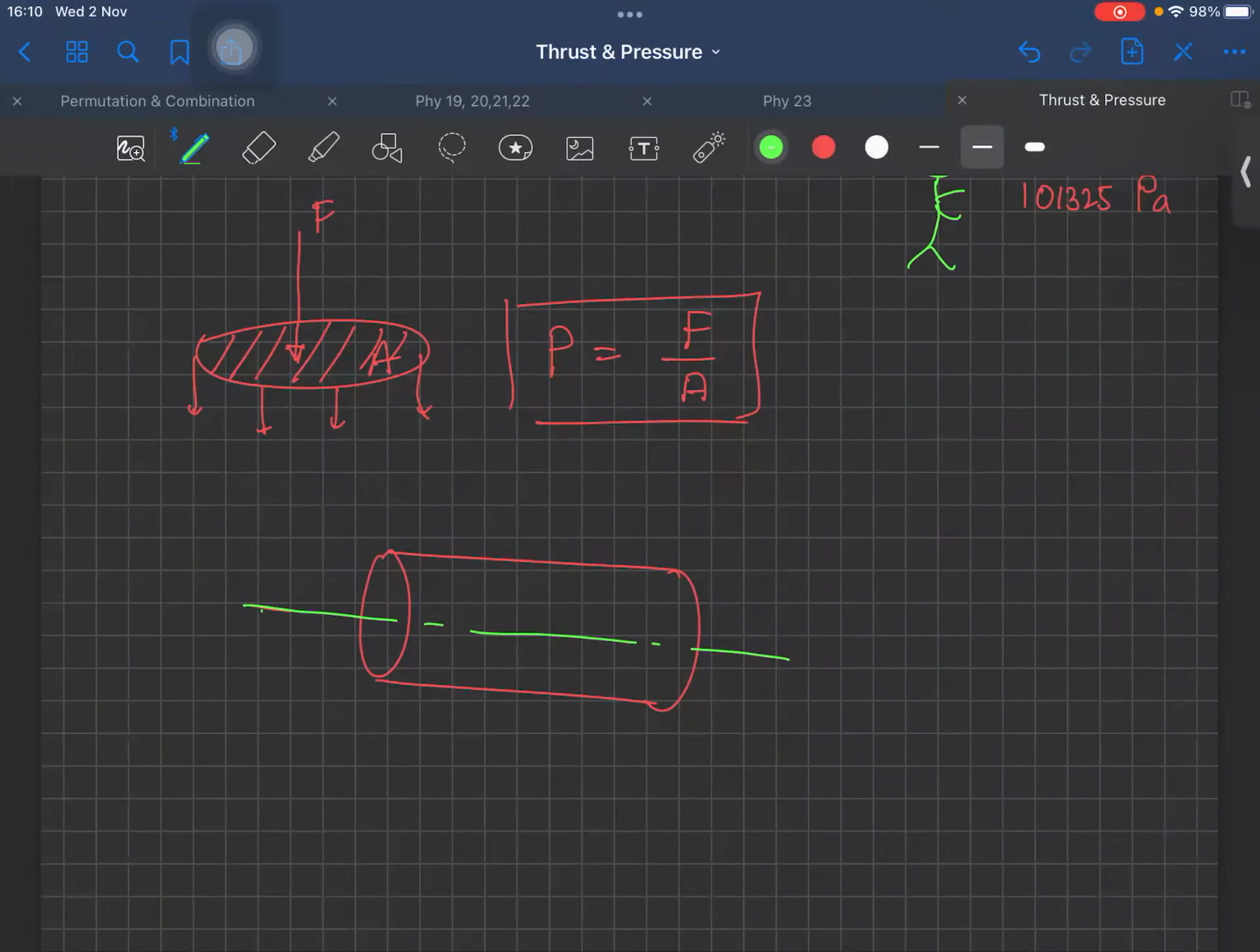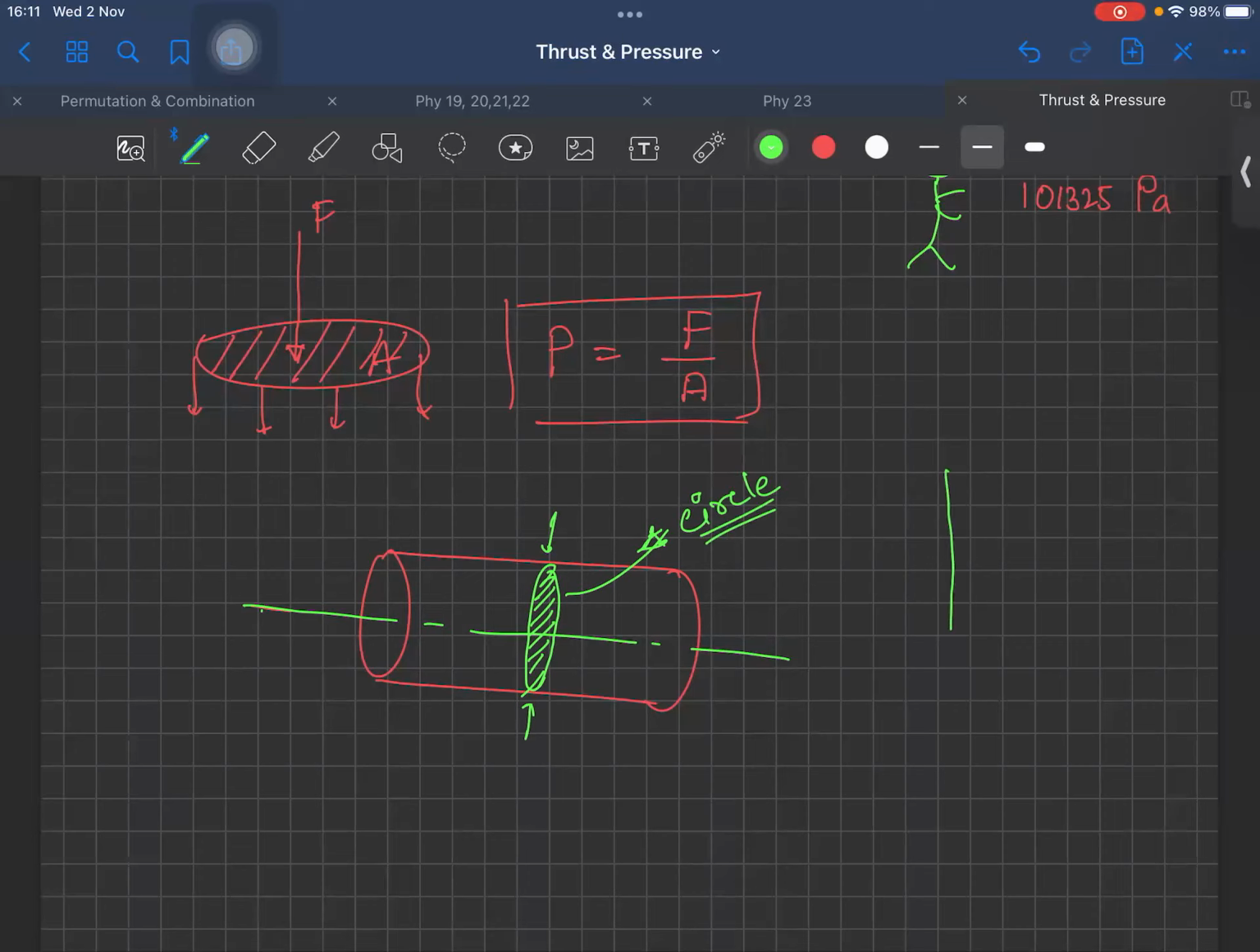See, this is the axis of the cylinder. If you cut the cylinder from here, let's say at this point, whatever surface you get after you cut the cylinder, that is your cross section. In the case of a cylinder, it will be a circle. So we always take the cross sectional area.